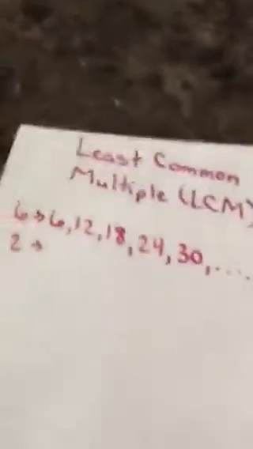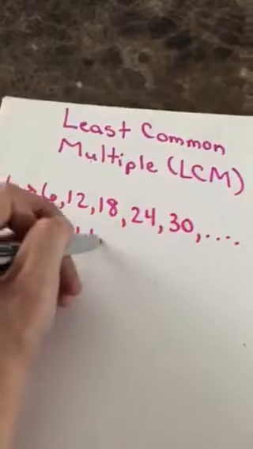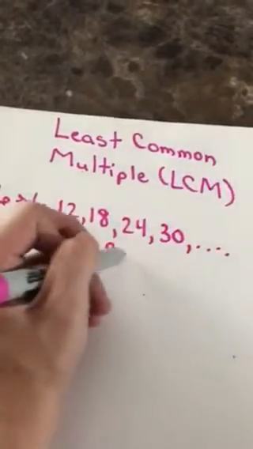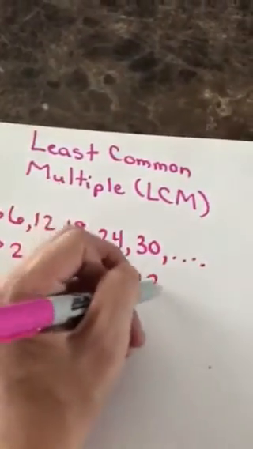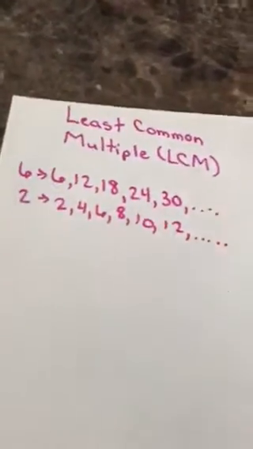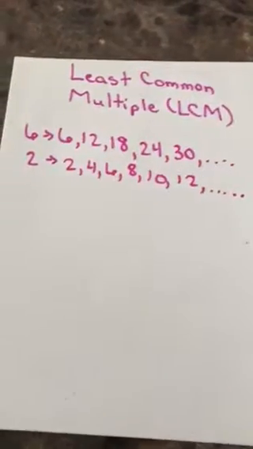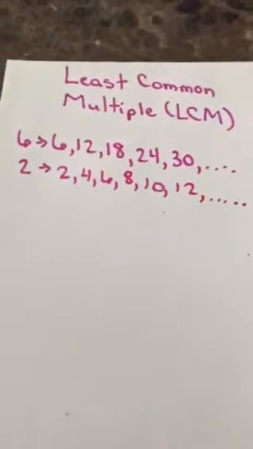For 2, we would say 2, 4, 6, 8, 10, 12, and so forth. The kids could make a table. We also discussed using Venn diagrams and double bubble maps in the classroom. So then they would look for the multiples that they have in common.